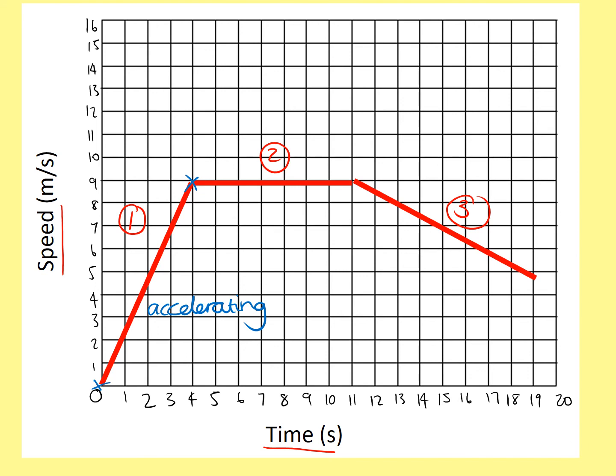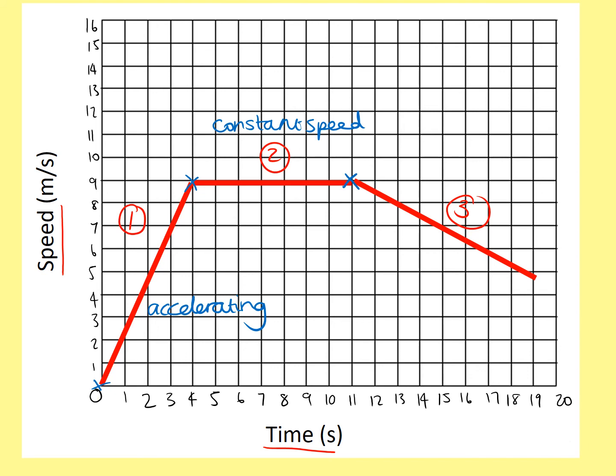Let's have a look at section 2. This shows that the car or the object is at 9 meters per second for all of this time, from 4 seconds until 11 seconds. So for 7 seconds, the car is just travelling at 9 meters per second and it's not changing. Section 2 tells me that the object is moving at a constant speed, which means the speed is not changing, it's always the same for that section. A flat line like this on a speed time graph shows the object travelling at a constant speed.